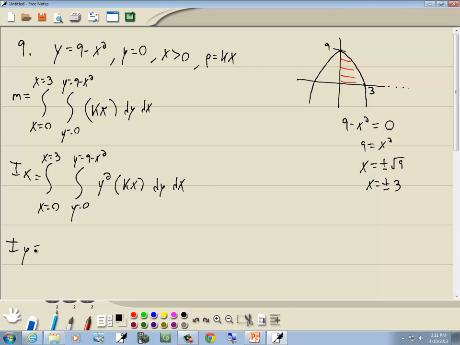Now our setup for the inertia with respect to y, that's going to be x equal to 0, x equal to 3.